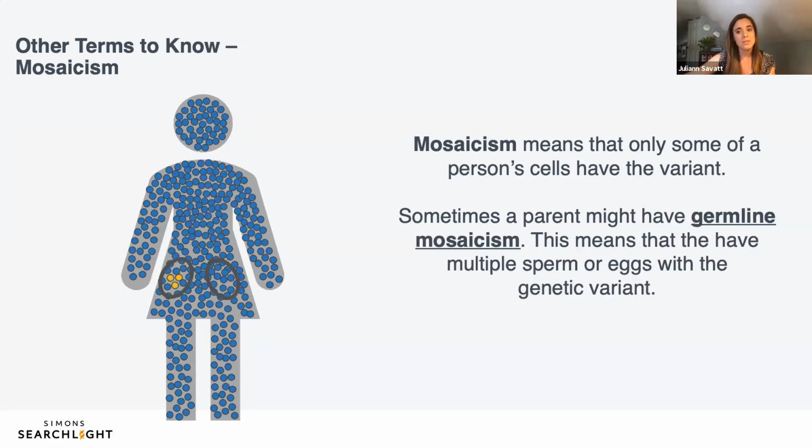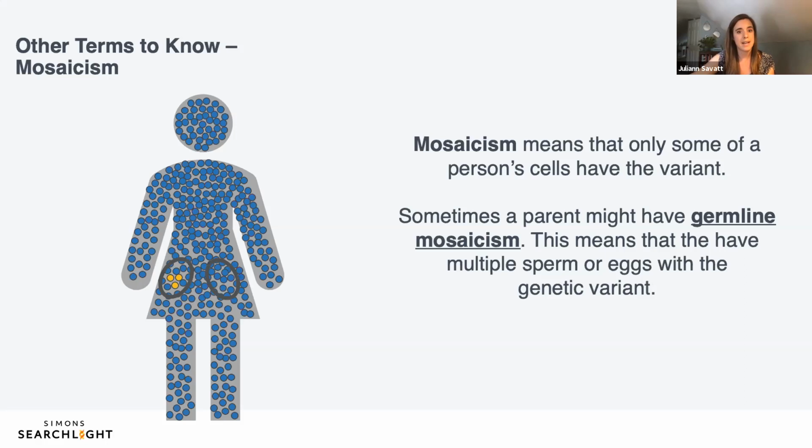Sometimes we also might come to learn that a parent has a specific type of mosaicism called germline mosaicism. This means that more than one of a mother's egg cells or more than one of a father's sperm cells, what we call their germline, have the genetic variant. Our current technology doesn't allow us to detect germline mosaicism through our testing of blood or saliva samples.